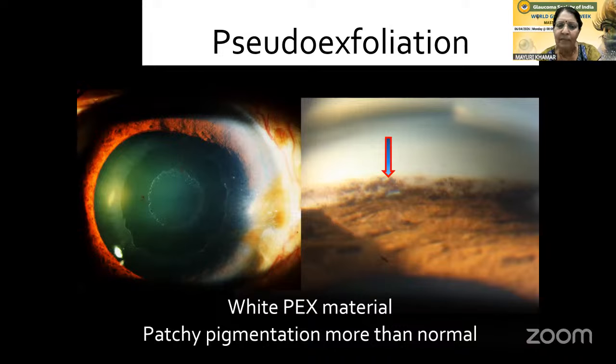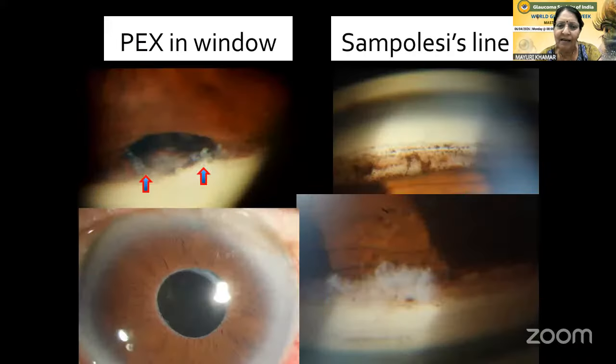Pseudoexfoliation glaucoma again has patchy pigmentation. The pigmentation is more than normal, but sometimes you can see white dandruff-like material in the angle. This is another example showing the flakes in the angle. You can have a huge amount of the flaky material in the angle. These patients may have a Sampaolesi line.